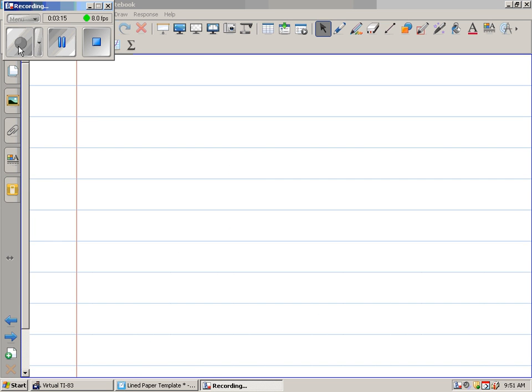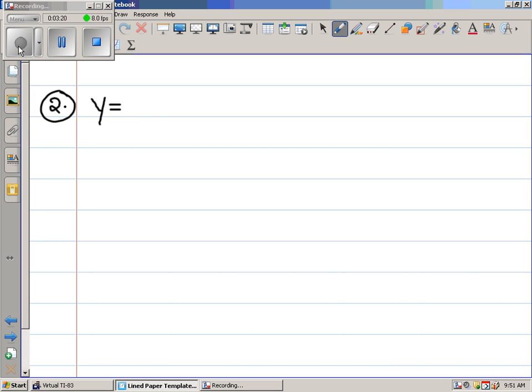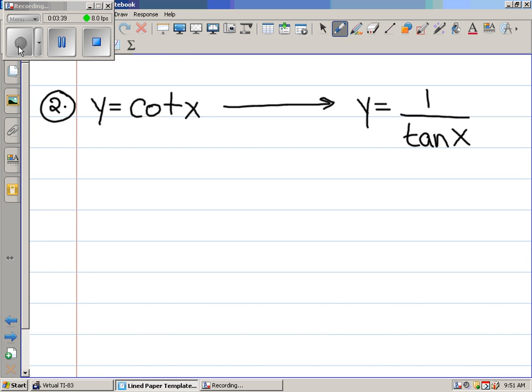Whoops. Now we're going to do the cotangent graph. But we're going to run into a problem. What's the problem? Anybody know? One over tan. Yeah, there literally is no cotan button in your calculator. So in order to graph it, you have to graph it in its reciprocal form.